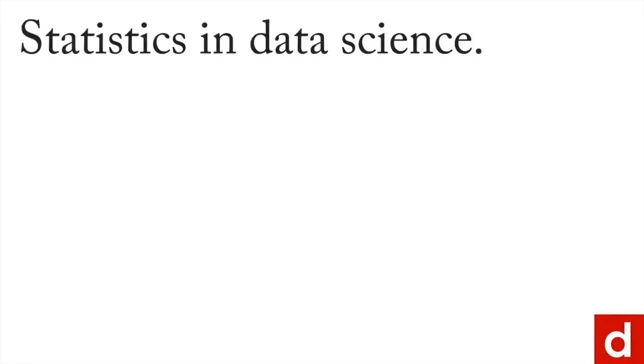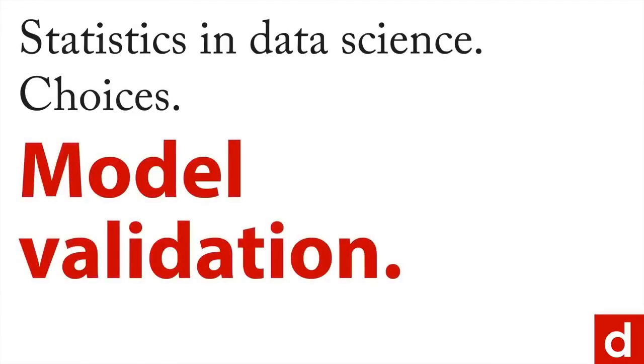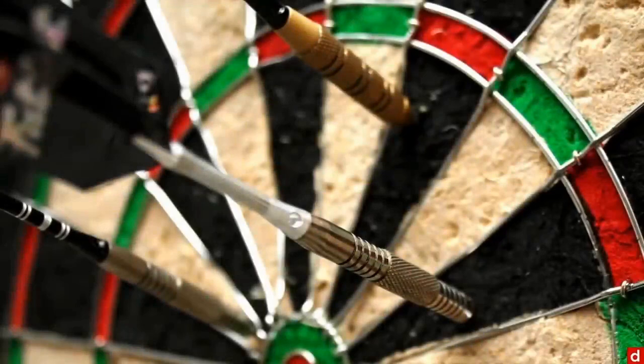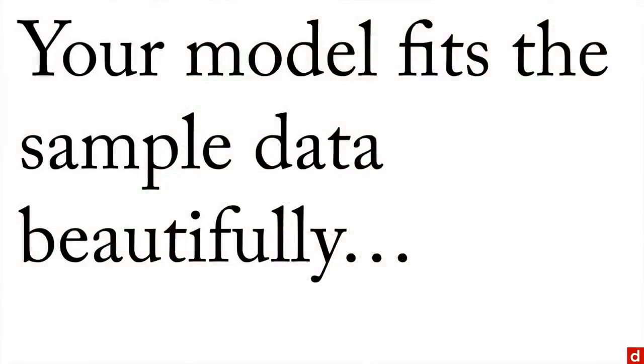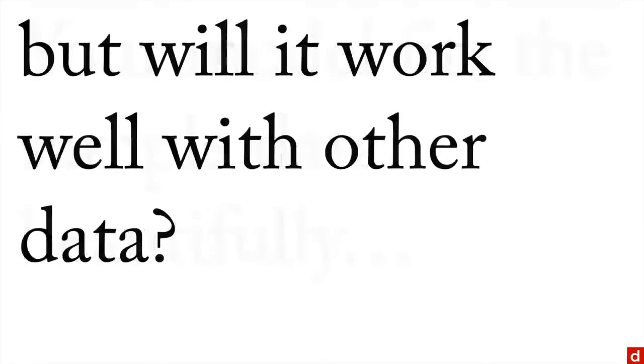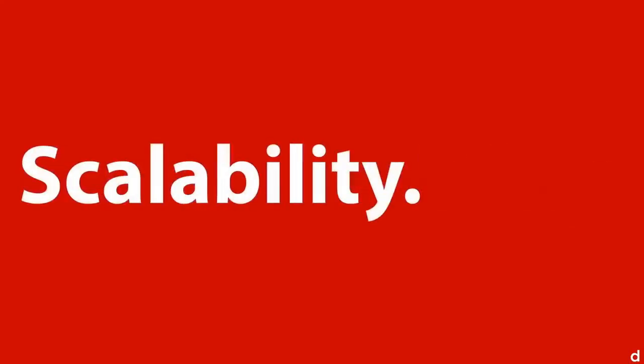As we continue our discussion of statistics and the choices that are made, one important consideration is model validation. And the idea here is, as you're doing your analysis, are you on target? More specifically, your model that you create through regression or whatever you do fits the sample data beautifully, you've optimized it there, but will it work well with other data? Fundamentally, this is the question of generalizability, also sometimes called scalability, because you're trying to apply it in other situations. And you don't want to get too specific or it won't work in other situations.